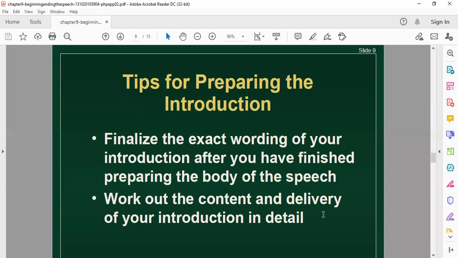You must be working on the introduction part in detail. I told you this is the most important part. This is the first impression. If you make a bad impression in the introduction, you're going to lose your audience. They might be working on their mobile phones, chit-chatting with each other. So it's not going to work out for you. Believe me, it's not.